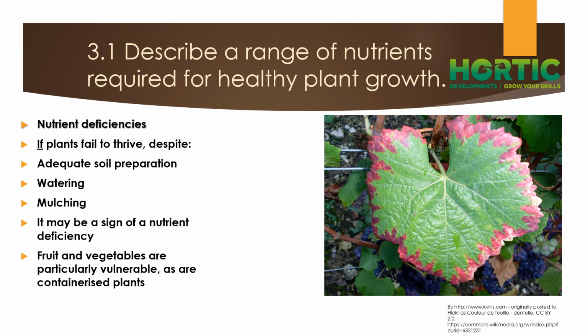If we are still seeing signs that the plant isn't happy, then we may well have signs of a nutrient deficiency. And particularly fruit and vegetables are vulnerable to this, as are plants that are in containers as well. So if you think about it, fruit and vegetables are going to use up vast quantities of nutrients whilst they're getting to that point where the fruit is going to ripen. And if you think about the plants that are in containers, and we're going to go into this in a bit more detail in a future session, the plants in containers are going to use up the nutrients in that environment very quickly as well.